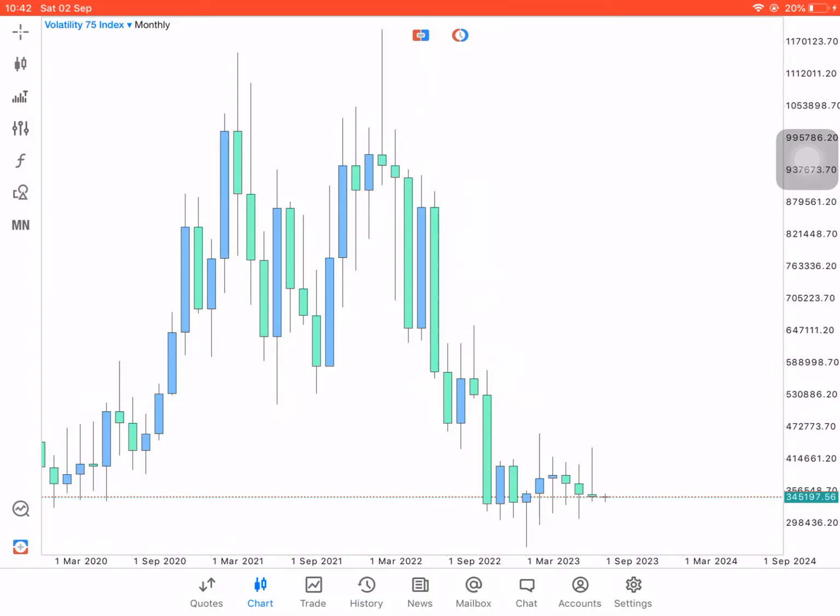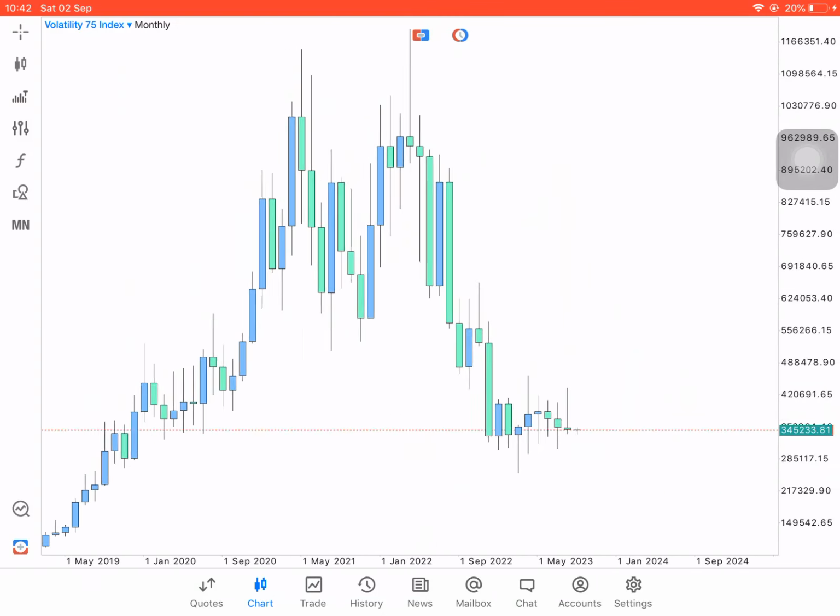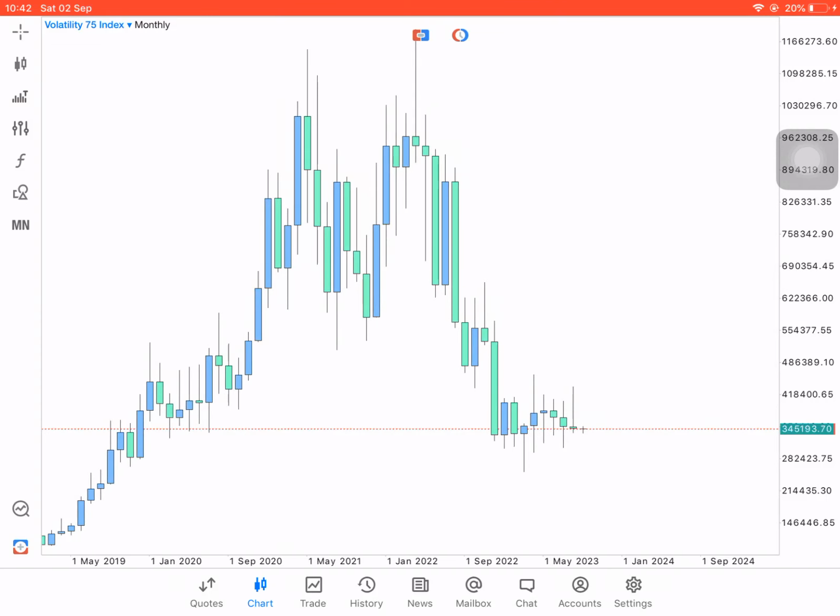So rule number one, check monthly, your higher time frame. Higher time frame don't lie, right? If you focus too much on a lower time frame, obviously you're going to be taking too many losses. The reason is there's too much noise on lower time frames. So the higher the time frame, the better.